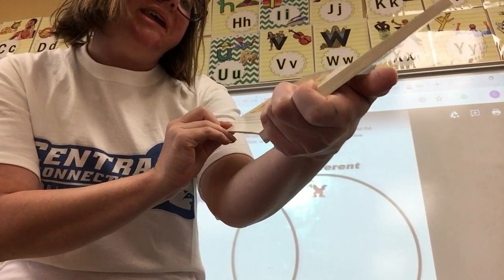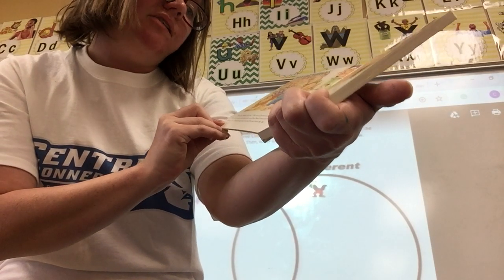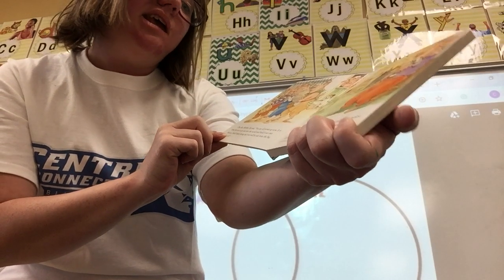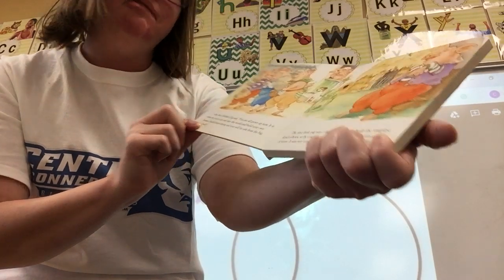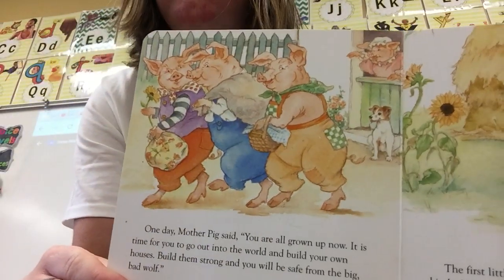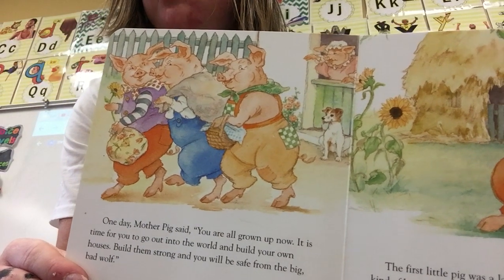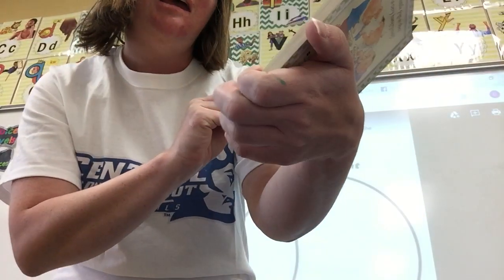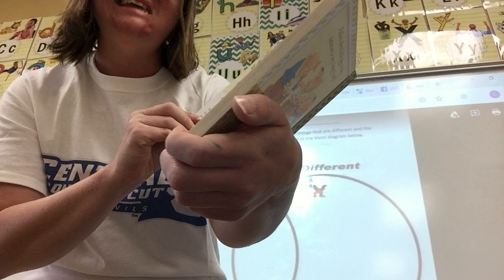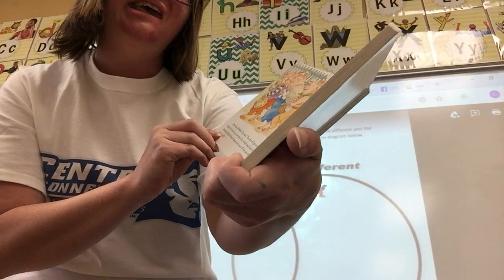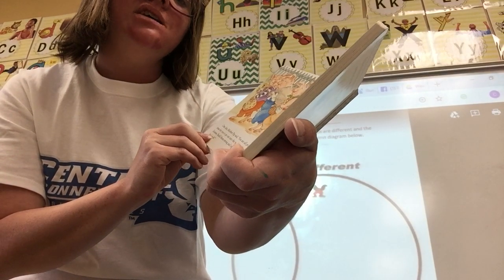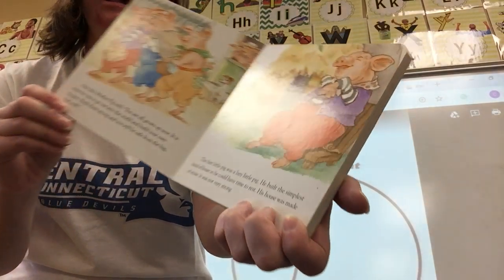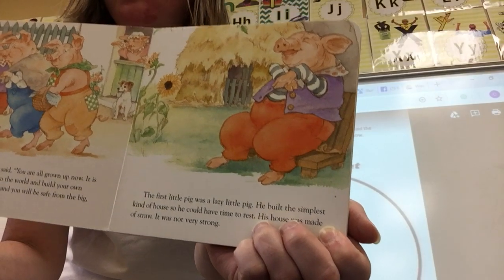One day, Mother Pig said, "You are all grown up now. It is time for you to go out into the world and build your own houses. Build them strong and you will be safe from the big, bad wolf." So the pigs are all grown up now. They look different from the pigs on the other page. The first little pig was a lazy little pig. He built the simplest kind of house so he could have time to rest. His house was made of straw. It was not very strong.